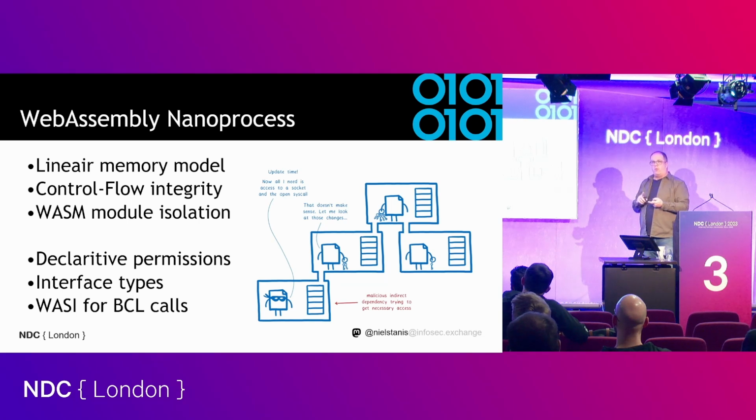WebAssembly itself has control flow integrity. It means that it has some perception of what the execution flow of your application will be. And if something bad happens, it will recognize that. It also has module isolation. So each module has its own memory and cannot write across boundaries of it, which also makes it more secure. So adding those together makes it a real solid approach.